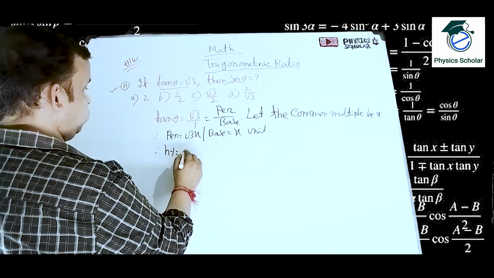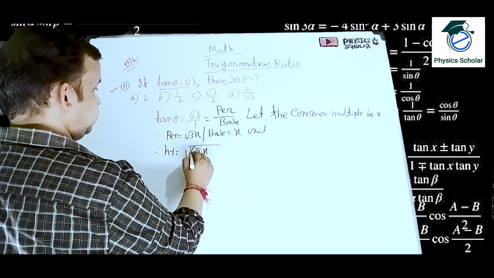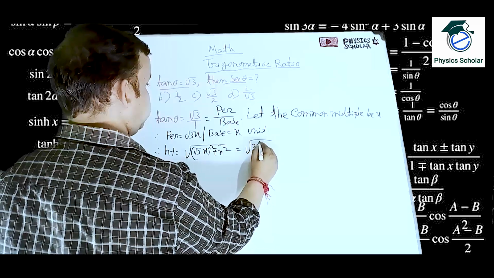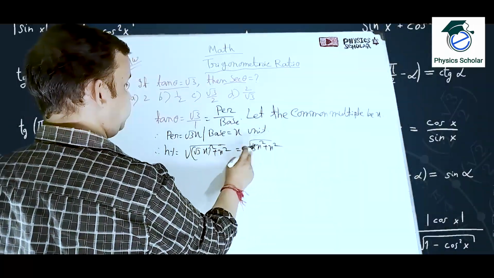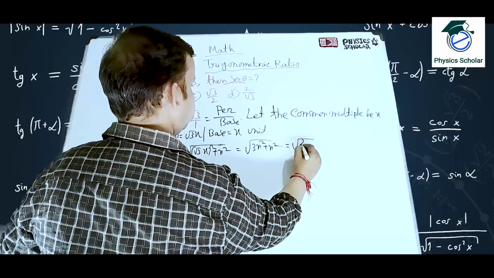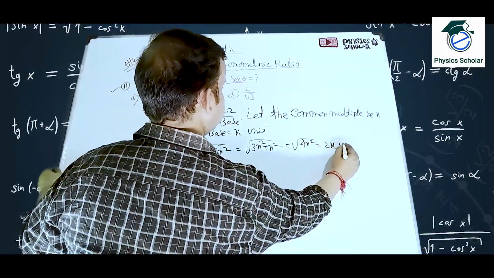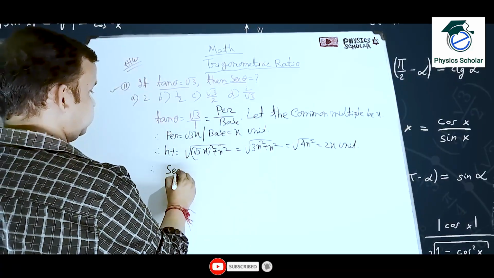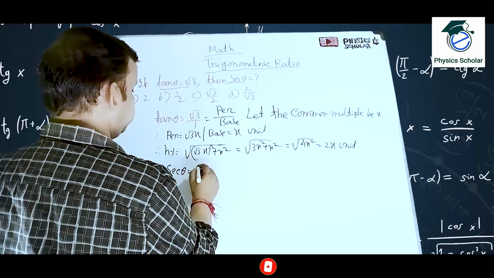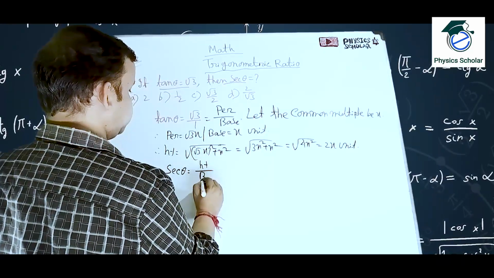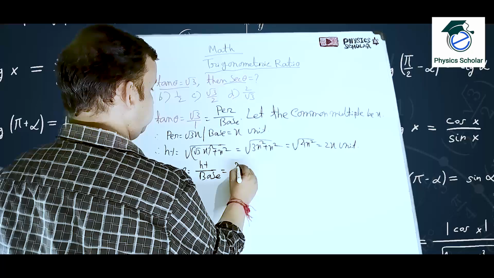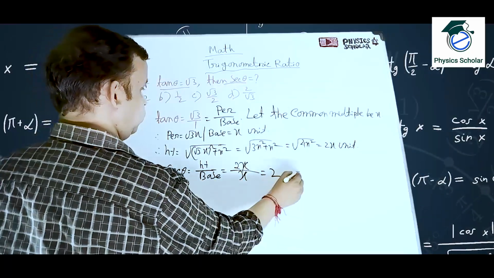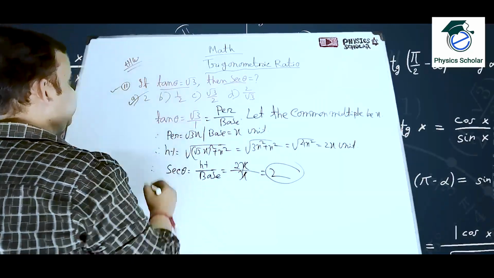Therefore hypotenuse is equal to what? Root over root 3x whole square plus x square, which is 3x square plus x square. Root 3 square means 3, and with x square, it is root over 4x square, which is 2x unit. So what is sec theta? Sec theta is equal to the reciprocal of cos, so hypotenuse by base. Hypotenuse is 2x by base x, so it will be 2. Clear? So this will be your answer. Option number A is correct.